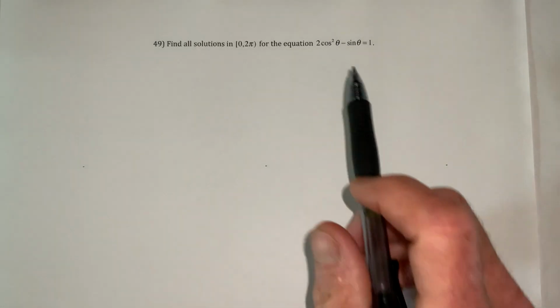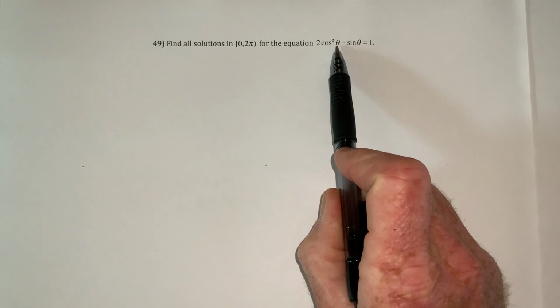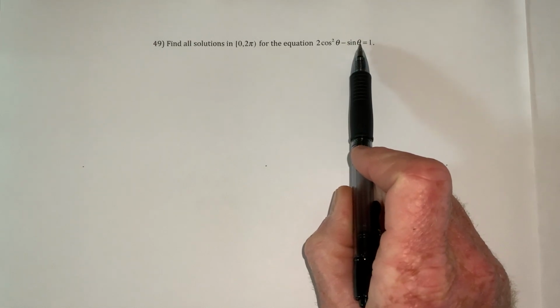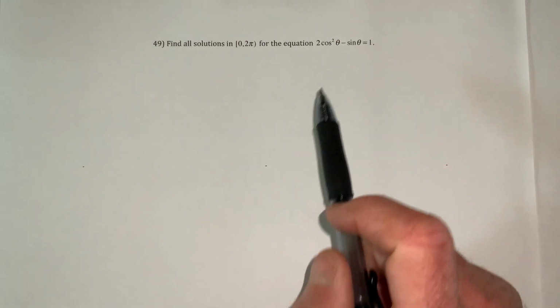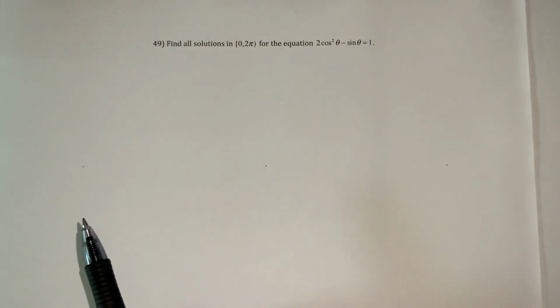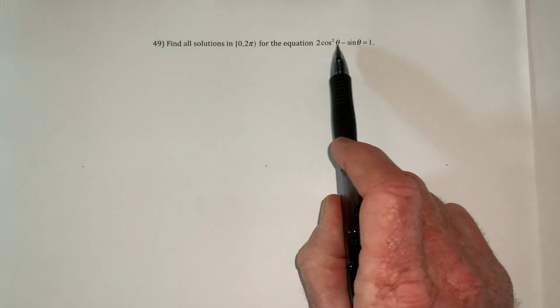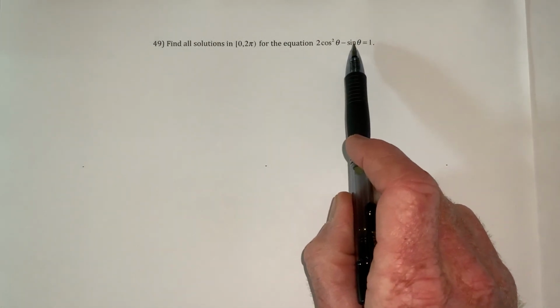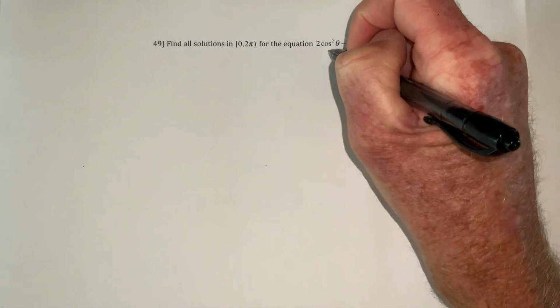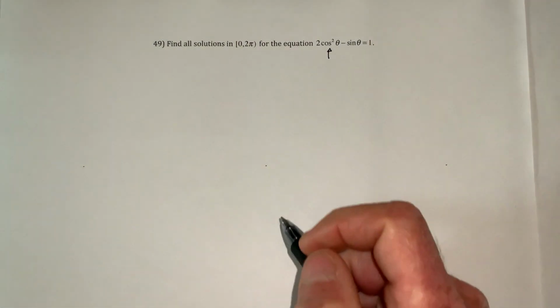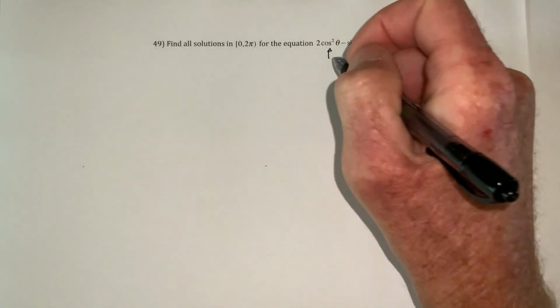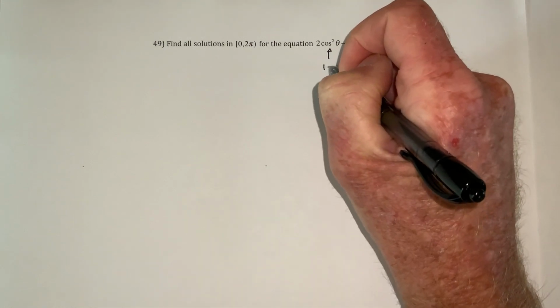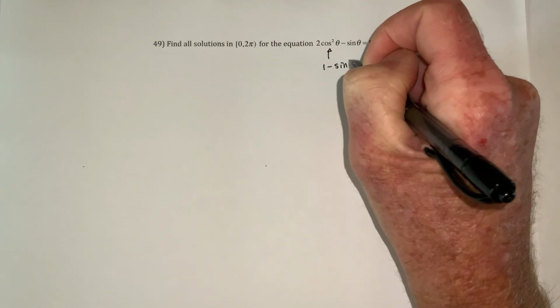When you're solving trig equations, there's two important points to start with. One is the arguments need to be the same, theta and theta. The other is, whenever possible, get everything to be the same trig function. So get everything to be cosine or everything to be sine. What I'm going to do is replace the cosine squared. So cosine squared is equal to 1 minus sine squared.